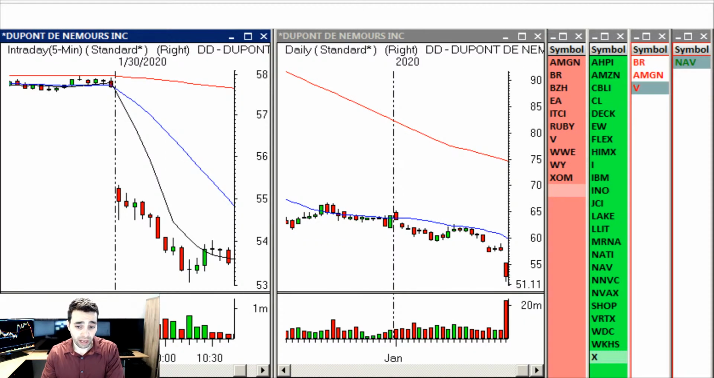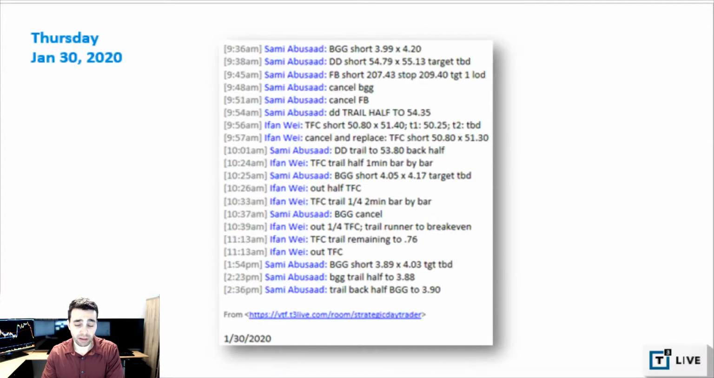And then were there any other plays from me yesterday? So I called the DD short, 1, 2, 3. Facebook I cancelled. BGG cancelled. And then BGG short again in the afternoon. And I called it again at the end of the day, but it didn't go anywhere. We killed it. See, enter 389, exit trail to 388 and 390. So it ended up making actually 11 bucks.